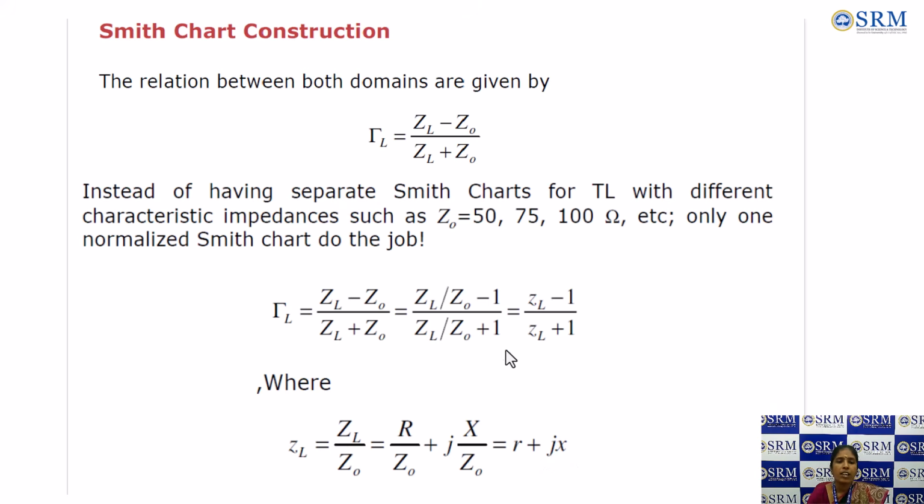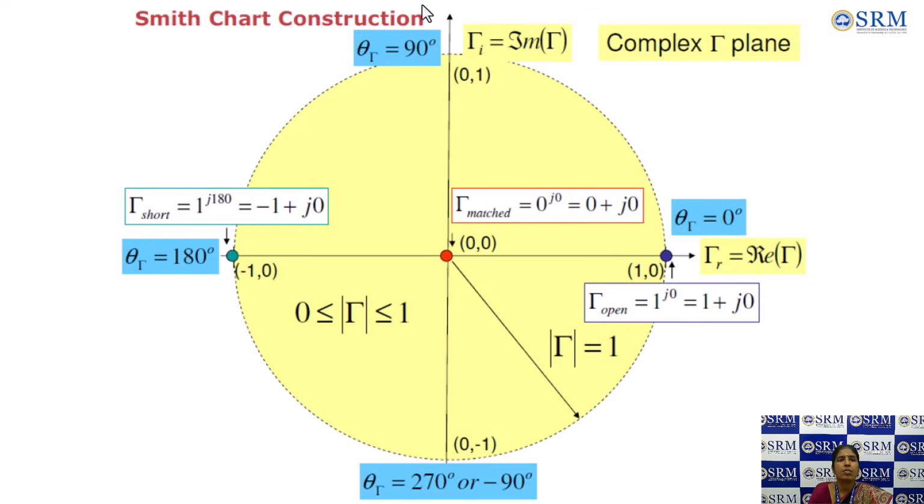So why do we go for this normalization instead of having separate Smith charts? Because each transmission line has a different characteristic impedance, ranging from 50, 75, 100, etc. So no need to go for an individual Smith chart for each characteristic impedance. So we are going to use a normalized Smith chart by normalizing the load impedance corresponding to the given characteristic impedance, right?